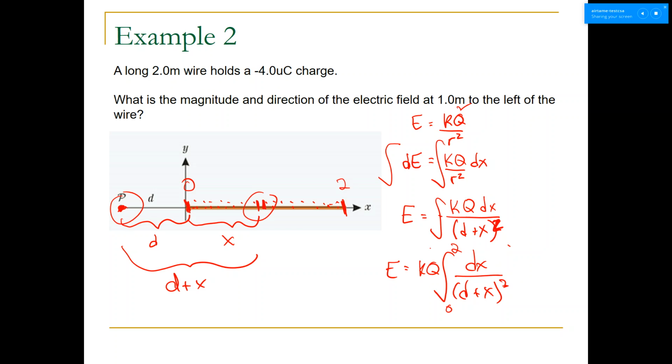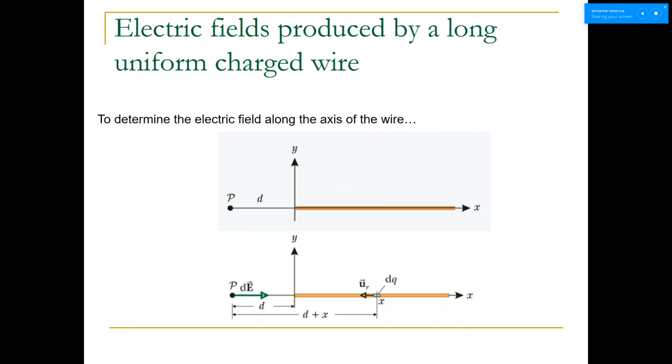Do I have this value d down here? Is that a variable or is that constant? It's a constant. What's the value for it? 1. So, even simpler, we have kq times the integral from 0 to 2 of dx over (1 plus x) squared. That's what I wrote here, and now we just have to solve it.